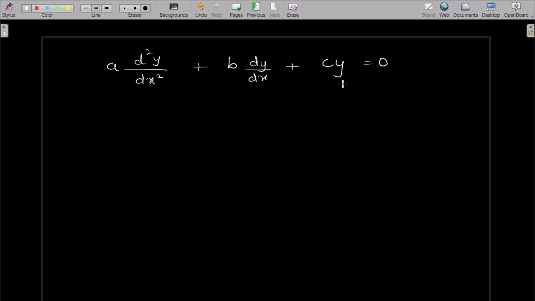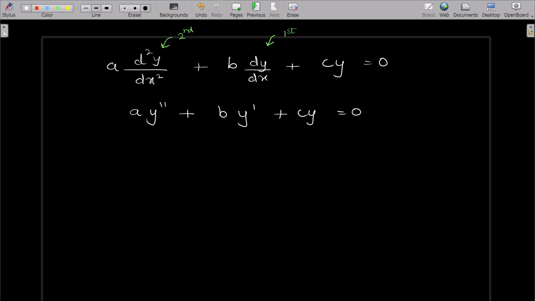So there is a function y. You will see its first order derivative. This is the first order derivative. This is the second order derivative. It basically means that you have taken the derivative two times, right? And it's usually written like this: a times y double dash plus b times y dash plus cy equals 0.